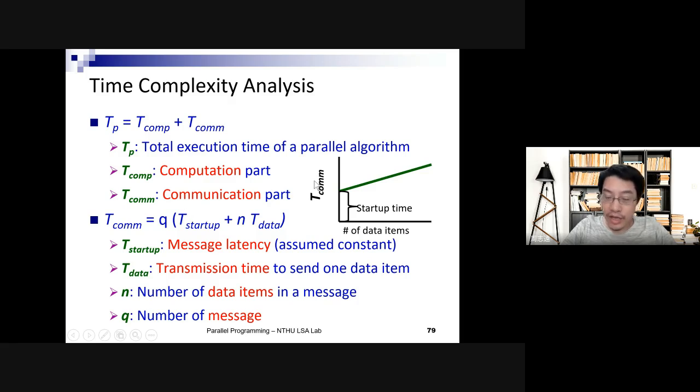And of course, then if you plot it in general, what you should expect to see is that the communication time will look like this, right? Okay, so that's how we measure or analyze the communication time.